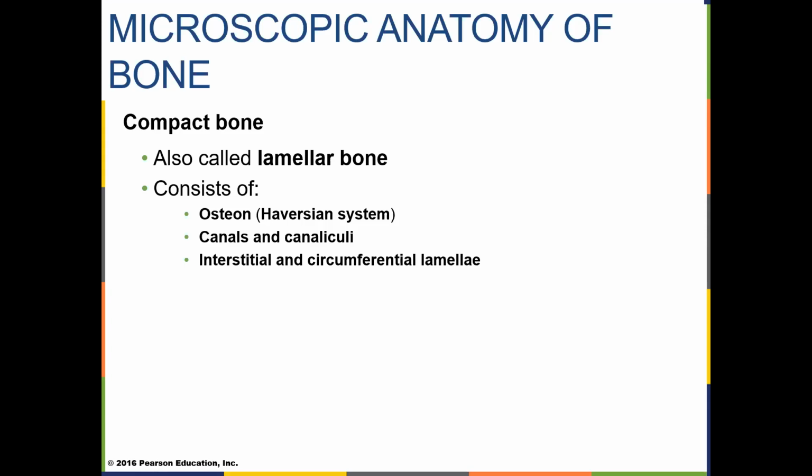Now, if you are compact bone, you have three distinct structures here. You have something called osteons, and the osteon is a discrete collection of lamellae. You have canals running through the bones, and you have canaliculi running through the osteon, and you have lamellae that surround the entire bone itself and fill in all the spaces around the osteon.